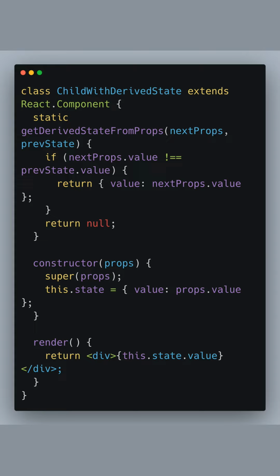If the prop value has changed, we return a new state object with the updated value. If not, we return null to signal that the state does not need to change. This pattern is useful when you want to reset the component's state when particular props change after the component has already mounted.